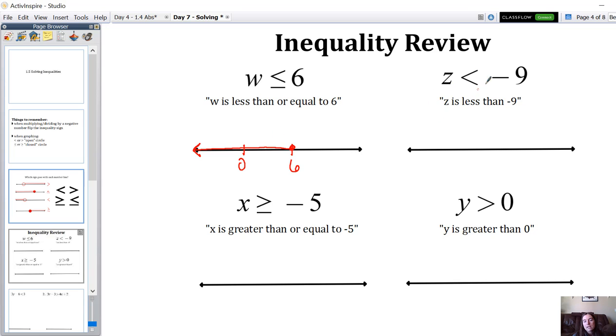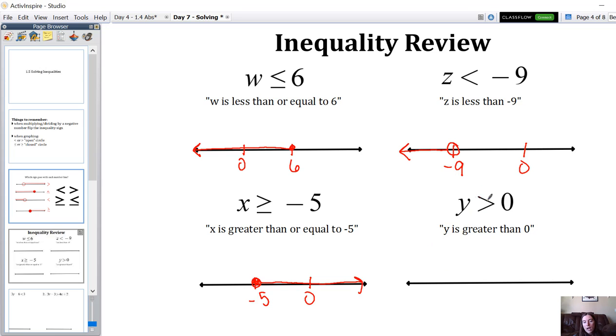If we have Z is less than negative 9, say maybe this time here's 0, and here's negative 9. It's strictly less than, not equal to, so I'm going to keep an open circle, and I want everything that is smaller than that negative 9. Now we've got X is greater than or equal to negative 5, so maybe here's 0, here's negative 5. That equal to tells me I'm going to use a closed circle. And now I want all of my X values to be bigger than negative 5. So from negative 5, we're going to increase our X values.